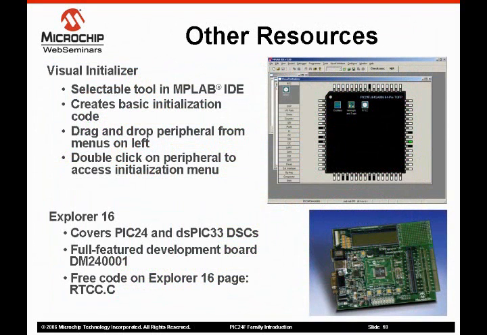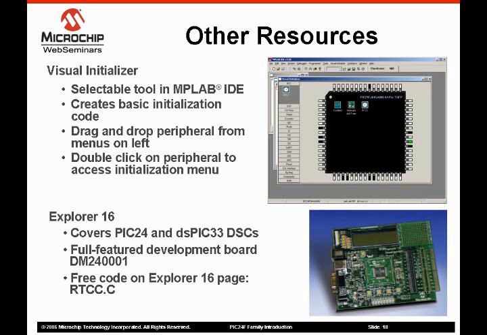When you're first using the RTCC, there are a couple other resources that you may find of interest. The first is a tool called Visual Initializer. Visual Initializer is available under the Tools menu of MPLAB IDE. Visual Initializer can be used to generate the initialization code for most of the peripherals on the PIC24. When you click on one of the general categories on the left, it opens up to show what peripherals are available on the device you've chosen.